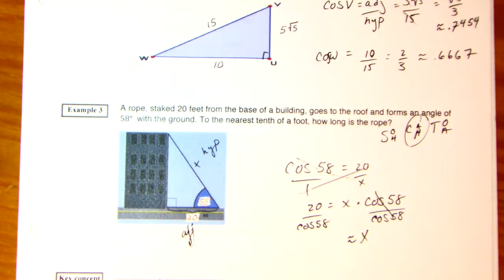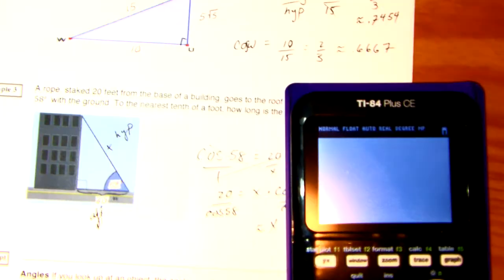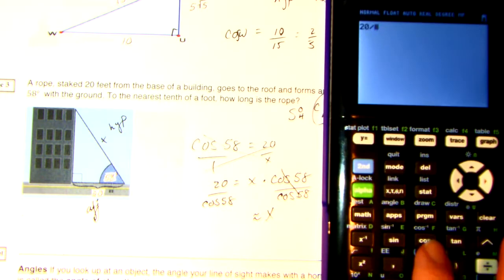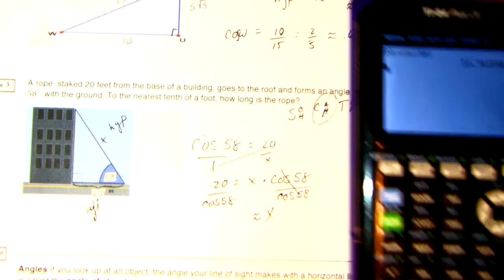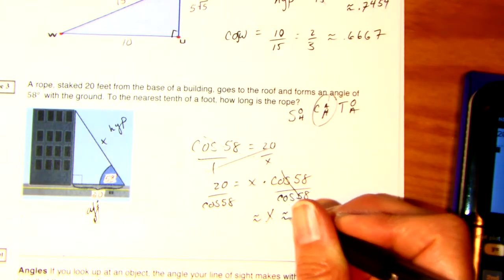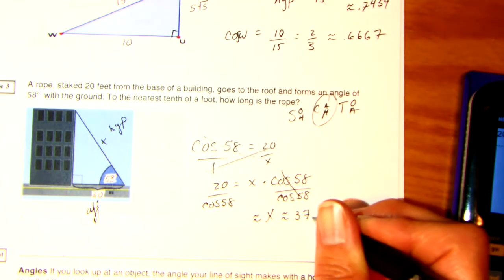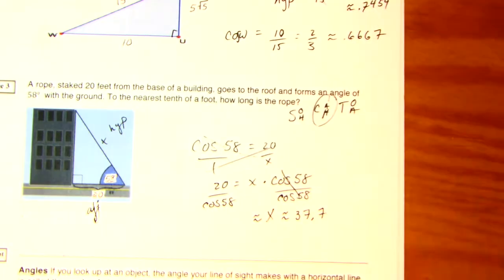X is approximately equal to, okay, can you see that? Let's bring that over here. 20 divided by cosine, it's right here. See that? 58. Close that parenthesis. About 37.7416. Okay, they want this to the nearest foot, so 37.7. I said 14, didn't I? 741. Silly me. Feet.